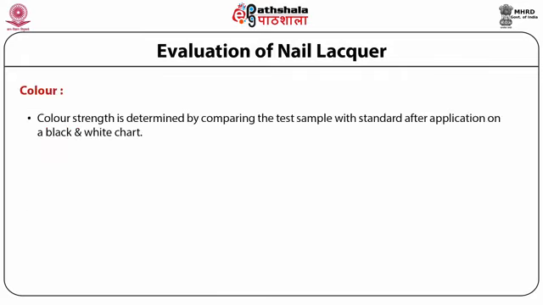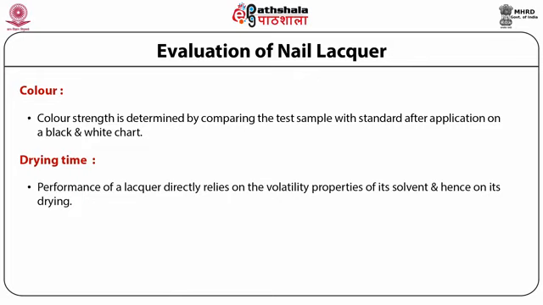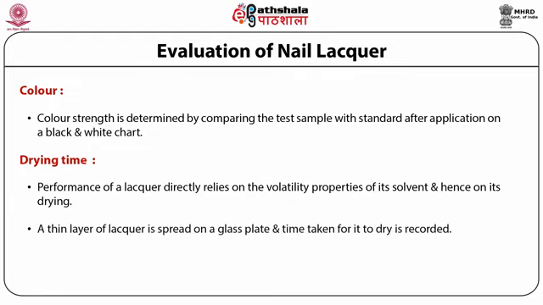Color. Color strength is determined by comparing the test sample with the standard after application on a black and white chart. Drying time. The performance of a lacquer directly relies on the volatility properties of its solvent and hence on its drying. To evaluate the drying time, a thin layer of lacquer is spread on a glass plate and the time taken for it to dry is recorded. The complete drying is observed by pressing the film with a finger so that no sign is retained on the surface of the film. A good lacquer film should dry out within 3 minutes.